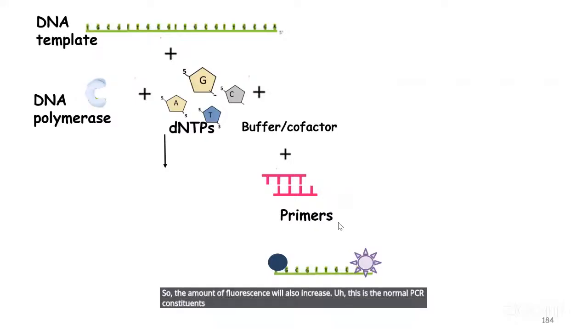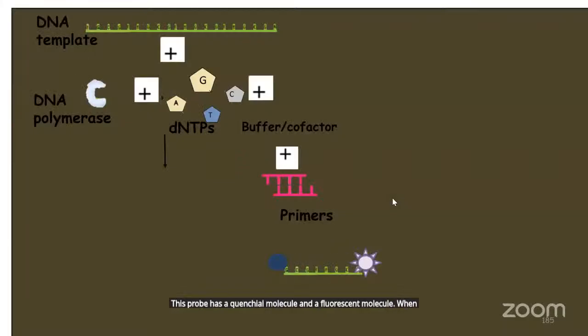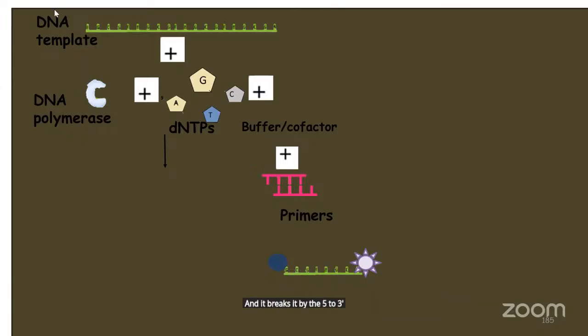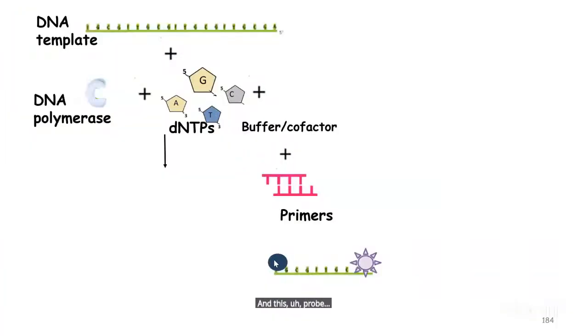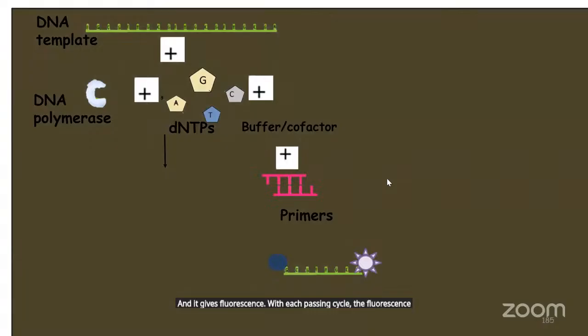This is the normal PCR, constituents of the PCR reaction. We add one probe in it. This probe has a quencher molecule and a fluorescent molecule. When it binds to the DNA, and when PCR cycle goes on, the DNA polymerase finds it on the way and it breaks it by the 5' to 3' exonuclease activity. And this probe gets separated from the quencher molecule and it gives fluorescence. With each passing cycle, the fluorescence will increase because one probe with each passing cycle will get degraded.